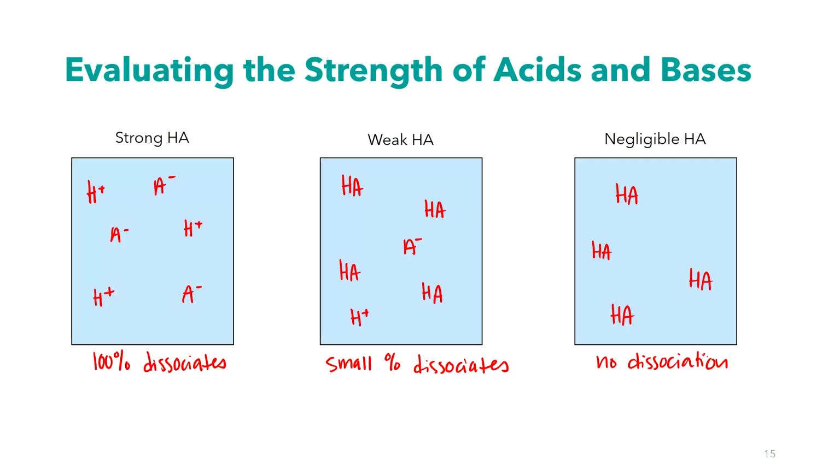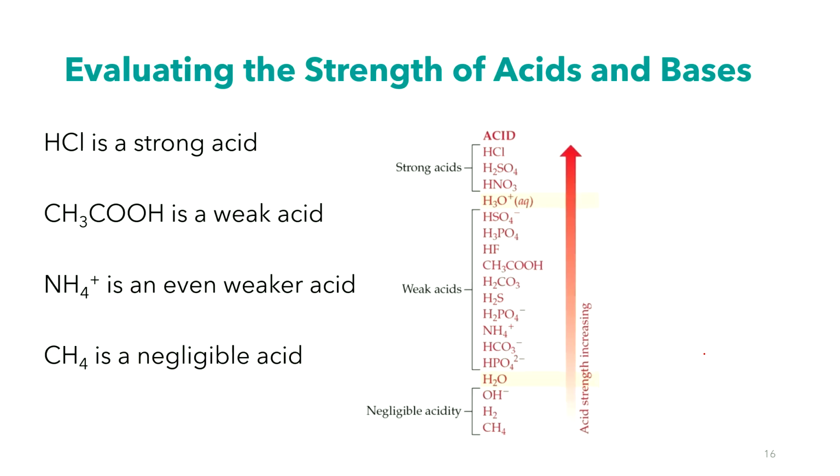All right, so now we have an image in our head of what's going on. Now you guys will get this image on the exam if you need it. We have a sort of qualitative spectrum of strength. So up at the top here, we have our strong acids. So HCl is a strong acid. I'd expect 100% dissociation.